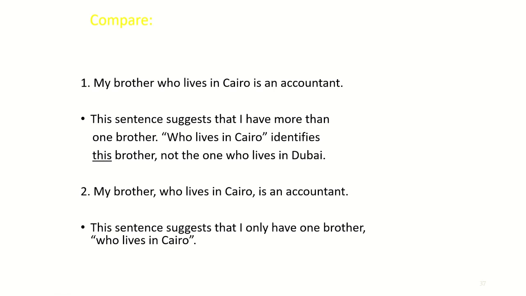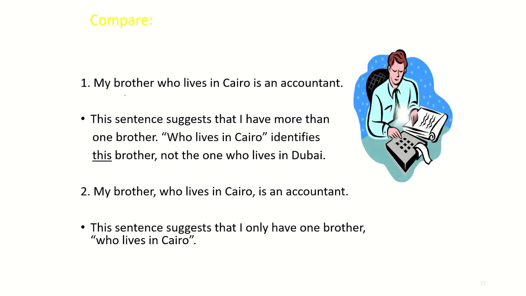This sentence without commas means that I have more than one brother, but specifically I'm talking about the one who lives in Cairo or in Dubai. The second one with commas, because we said that with commas it's non-defining, a clause that adds extra information. So it means that I have only one brother, but I'm just adding a piece of information about him that he lives in Cairo.